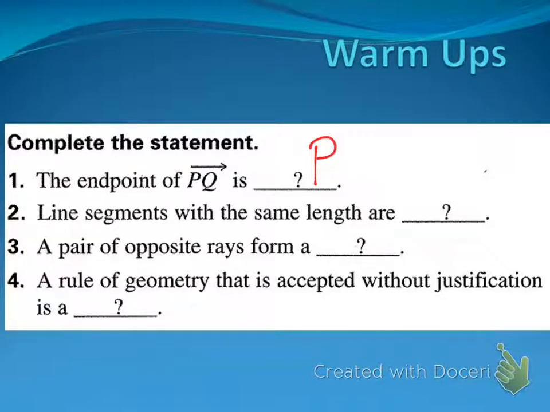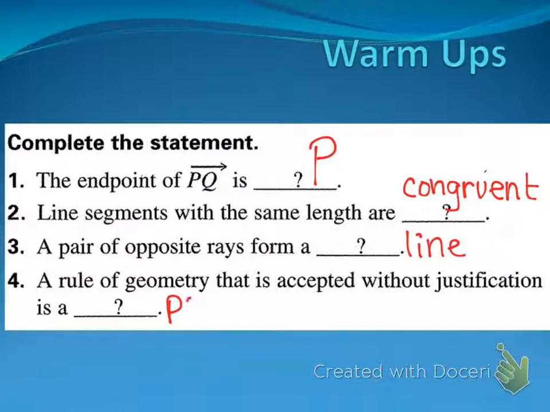Remember on a ray, the order that we write it in matters. Line segments with the same length are called congruent. A pair of opposite rays would form a line. Very good. A rule of geometry that is accepted without justification is called a... That's one of our first vocab words. A postulate. Very good.